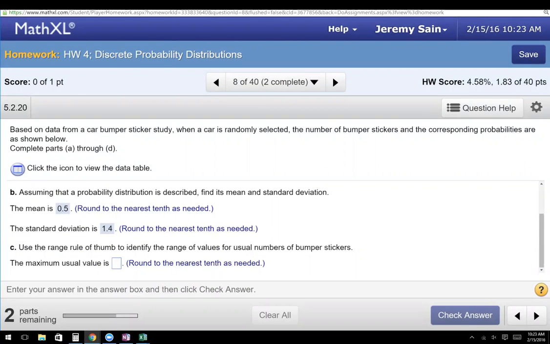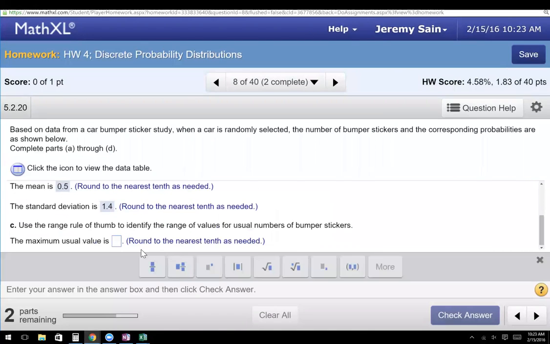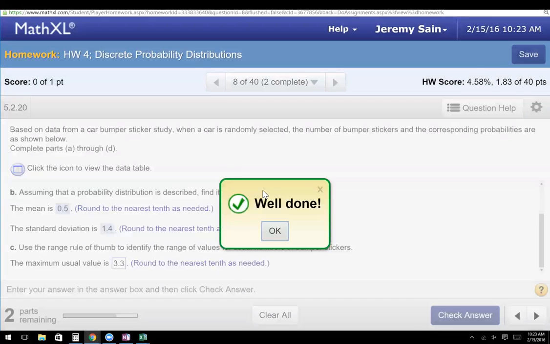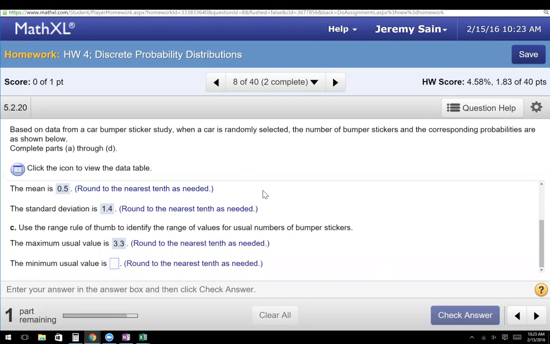And use the range rule of thumb to find the usual values for bumper stickers. So I'm not 100% sure this is what they're asking for. Let me actually try it first. Yeah. So the usual rule of thumb is that the most you're going to see is 2 standard deviations away from the mean. So one standard deviation is 1.4, so 2 of them is 2.8. So if I go mean plus 2.8, that's where I got the 3.3.